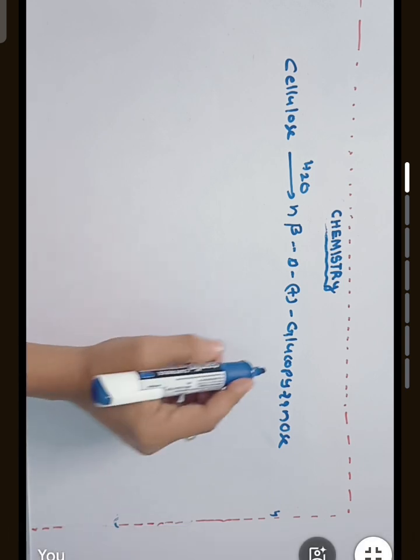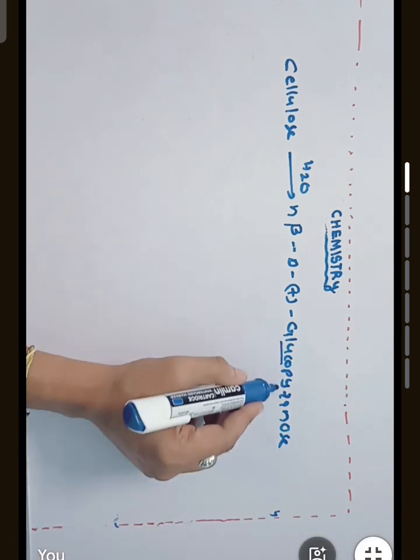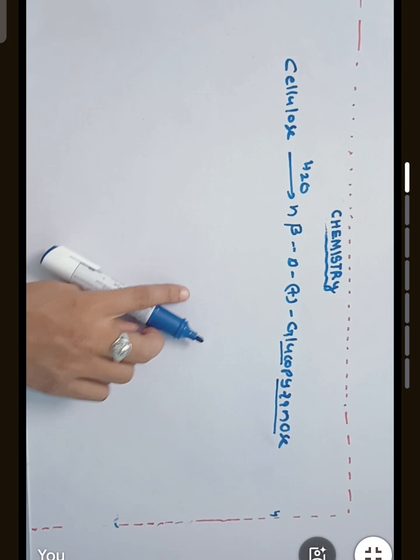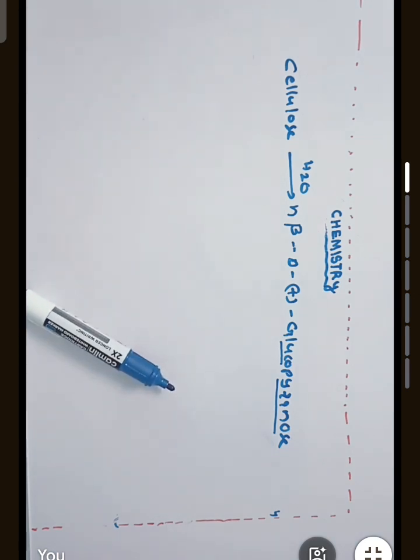Please tell me once again, I will ask you: glucopyranose means ring formation, how many carbons are involved? The cyclic structure of glucose contains how many carbons in ring formation? It is a 6-membered ring. Out of the 6-membered ring, how many carbon atoms and how many oxygen atoms are present?